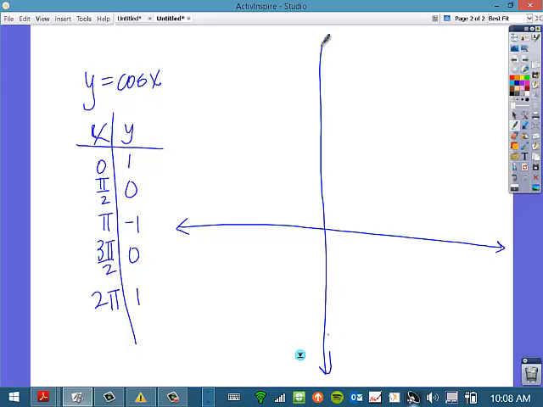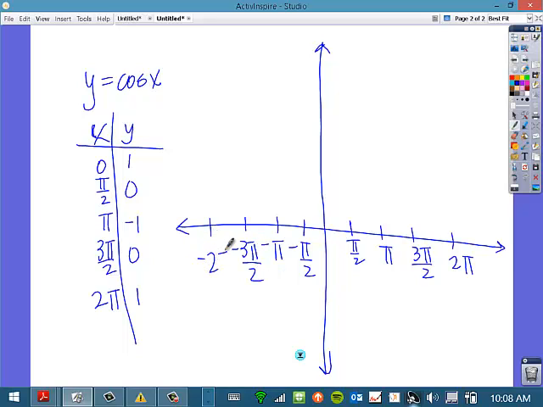I'm going to graph this. Again, 0, pi over 2, pi, 3 pi over 2, 2 pi, and then back the other way, negative pi over 2, negative pi, negative 3 pi over 2, negative 2 pi. 1, negative 1. At x is 0, y is 1. At pi over 2, 0, pi, y is negative 1, 3 pi over 2, here's 0, and then 2 pi, we're back up here. So if you notice, this makes a smile.